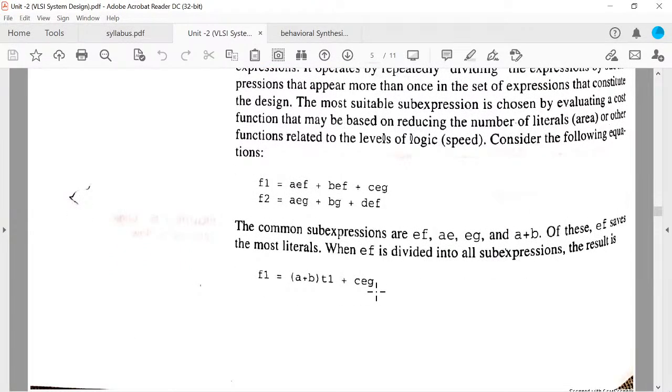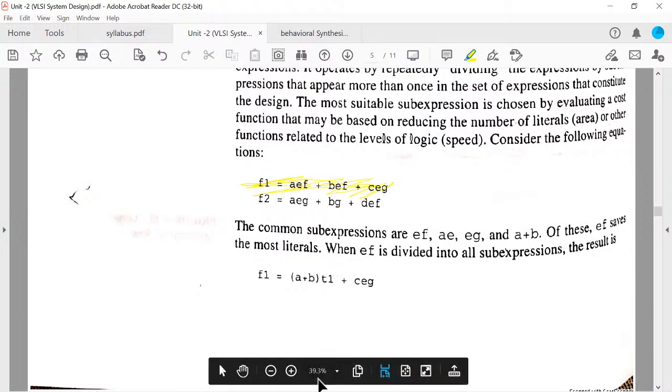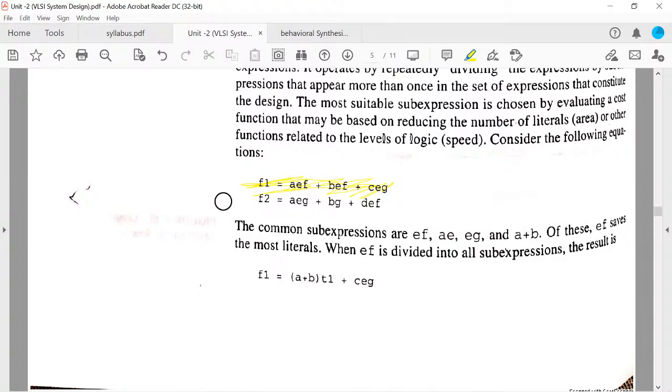Suppose one example is given here. There are two functions. First is f1 equal to aef plus beg plus ceg, and the second function is aeg plus bg plus def. These are the two functions that we have to implement. We can easily implement these two functions by using these four adders.